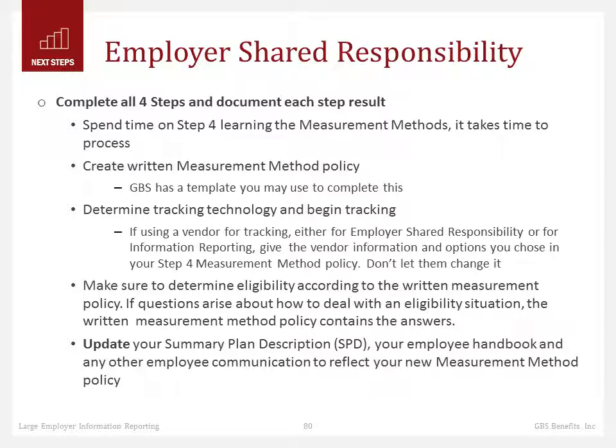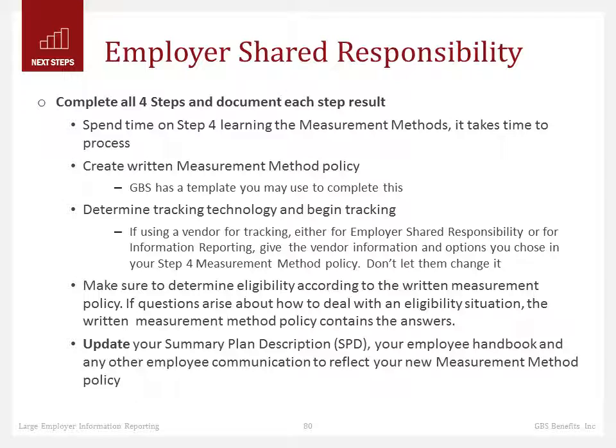Now, the next step is, if you have not completed all 4 steps, you need to do that immediately. That not only helps you with compliance and employer shared responsibility, but you may have discovered it is really hard to do your information reporting, your 1094C and your 1095C forms if you haven't done this, because these steps give you that information you need as well. But complete all the 4 steps. If you have, spend time on step 4, learning the measurement method. It takes time to learn this process. If this is the first exposure to these rules, you're probably going to need to listen to this more than once, maybe several times. This is very common. Don't feel bad that it's frustrating, because you are not the only one.